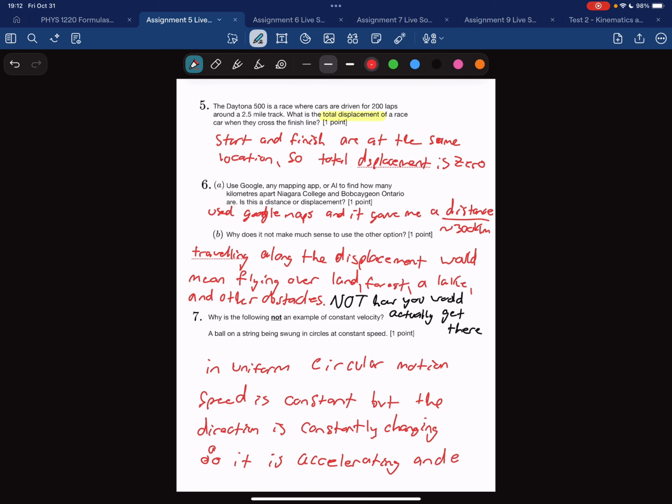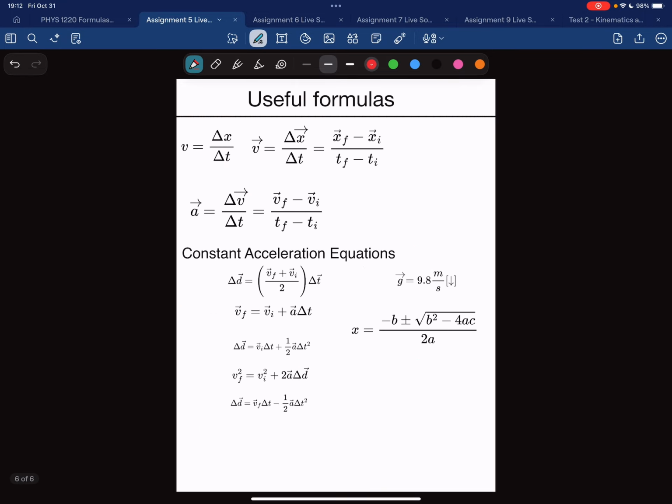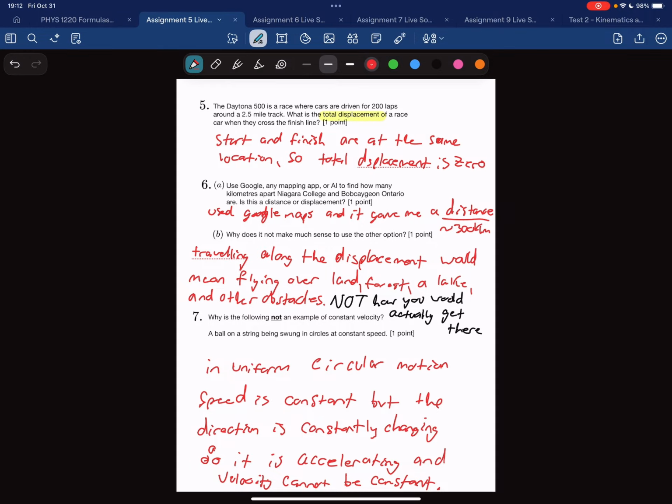And velocity cannot be constant. And that was it for assignment 7. Overall, I think, or sorry, not assignment 7. That was question 7. This is assignment 5. That was it for assignment 5.